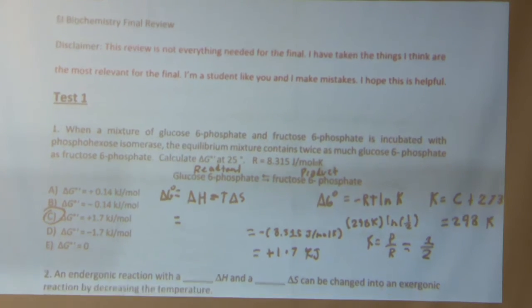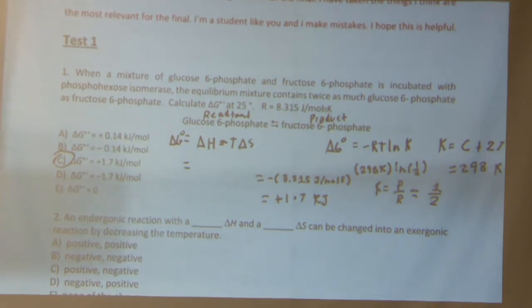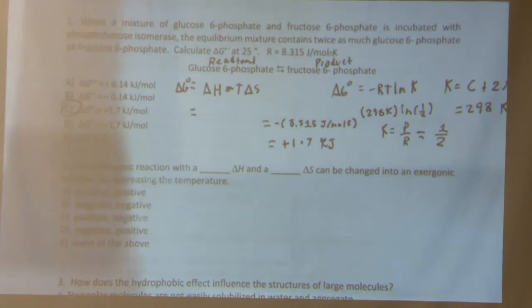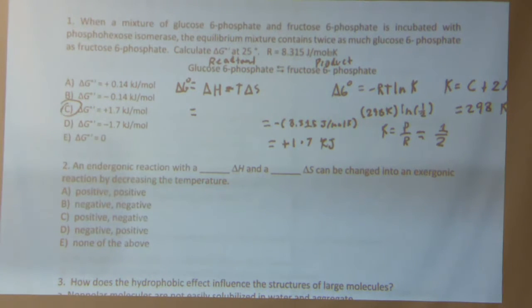Cool. Okay, so for the next problem, the problem says an endergonic reaction with a blank delta H and a blank delta S can be changed into an exergonic reaction by decreasing the temperature. So we'll take a minute to solve, and then we'll discuss.